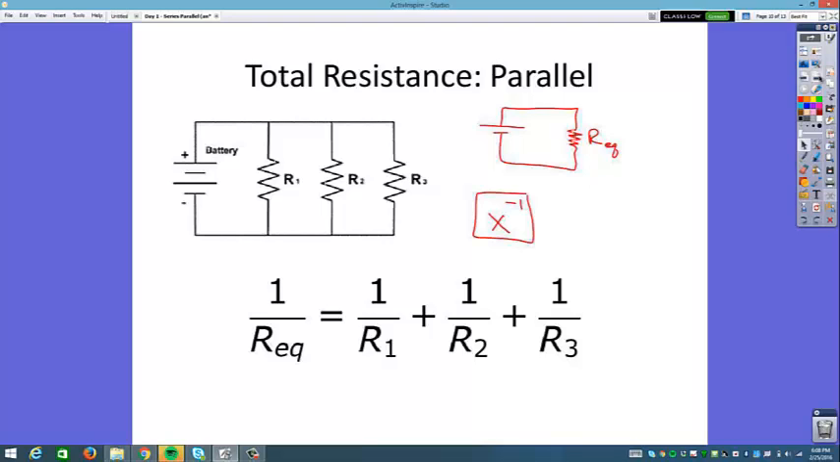The other thing is pay attention to how you add fractions. 1/3 plus 1/3 plus 1/3 is not 3/9. So pay attention to your fractions. If you don't want to deal with fractions, put it in decimal format. That is perfectly fine. Again, all you're looking at for Req is, instead of having 3 separate paths, what would it be like if I only had 1?